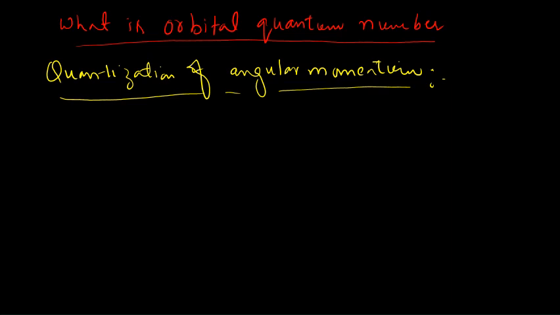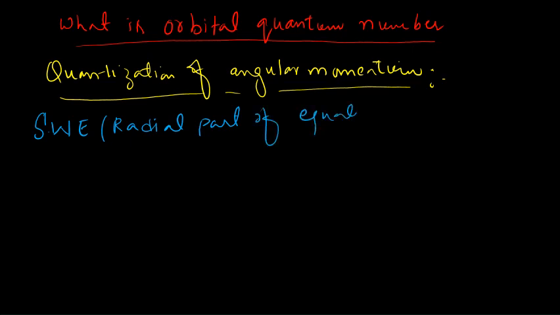For this, we will start with the differential equation. So we have the Schrödinger wave equation, and for the hydrogen atom, here we will take its radial part of the equation. This is the Schrödinger wave equation for the hydrogen atom. So here we can write it like this.